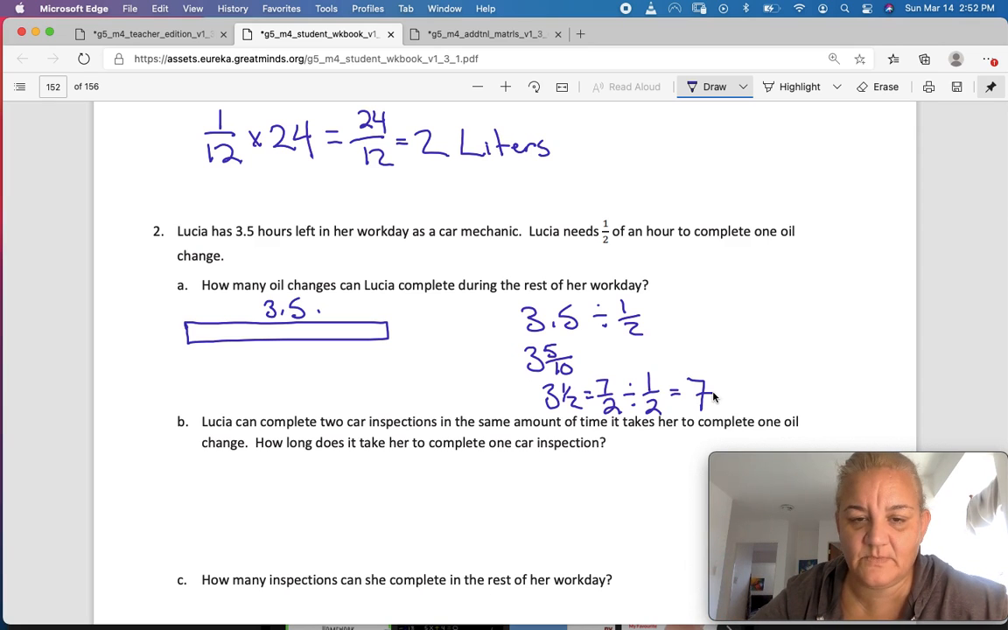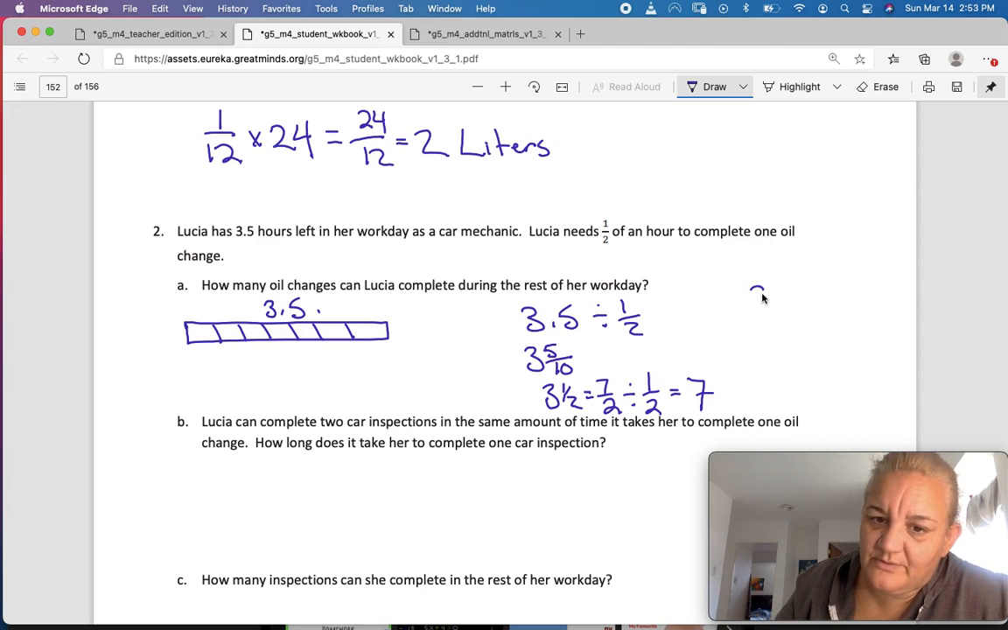Easy. Okay, how many oil changes can she do? 7. So this would get divided into 7 oil changes. 3, 4, 5, 6, 7. Let's do it as a decimal just to prove that we can. 3.5, or 3 5/10, divided by, and you know that 1/2 equals, I'm going to put this over here, 7 oil changes.